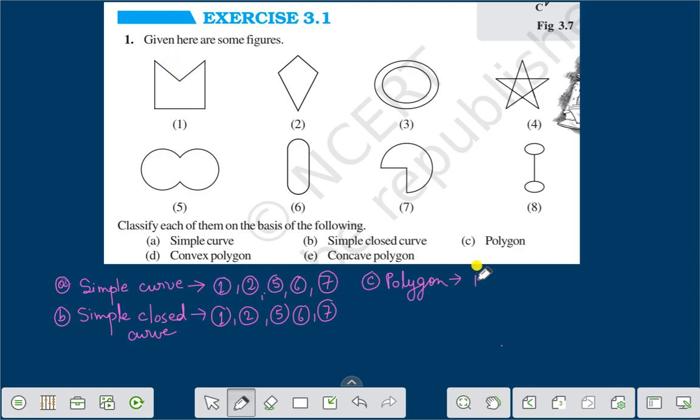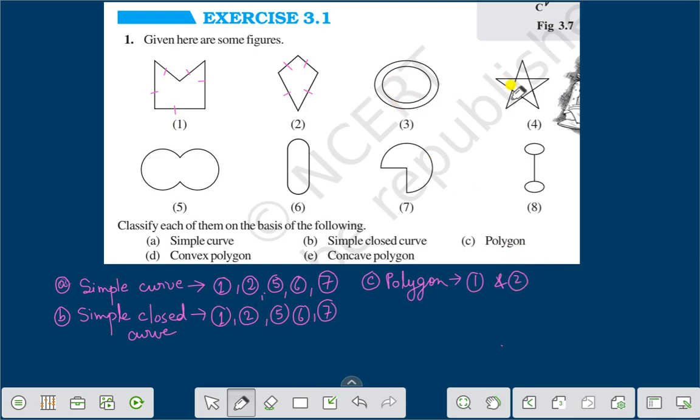Number 1 is a polygon. And number 2, here you see, these are all made up of line segments 1, 2, 3, 4, 5. Here also all are made up of line segments 1, 2, 3, 4. It is also closed. Therefore, it is a polygon. The necessary factor to be a polygon is that all these should be line segments, and also the figure should be closed, right? Therefore, 1 and 2 are polygons.